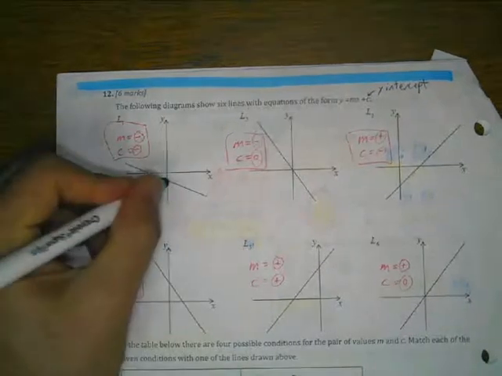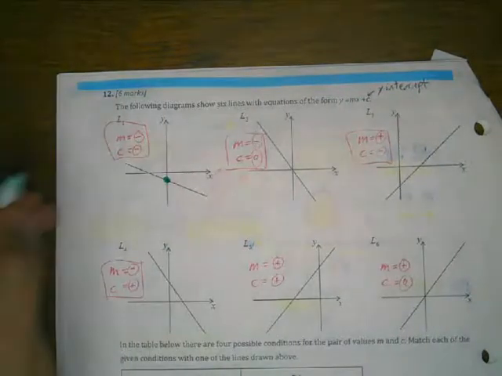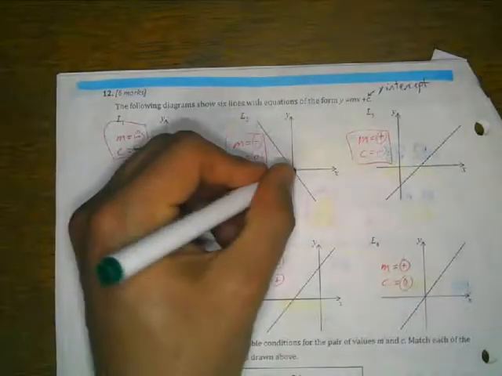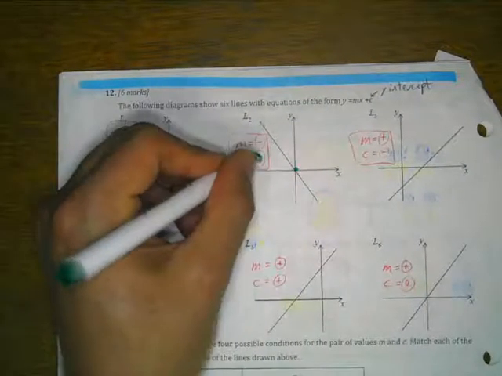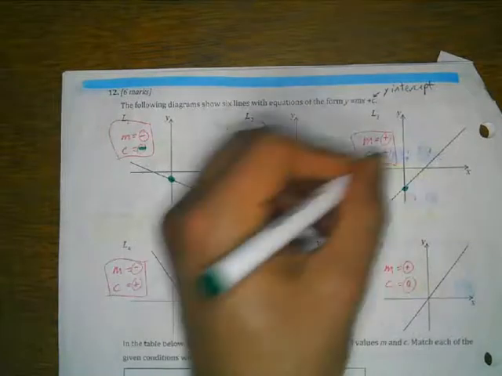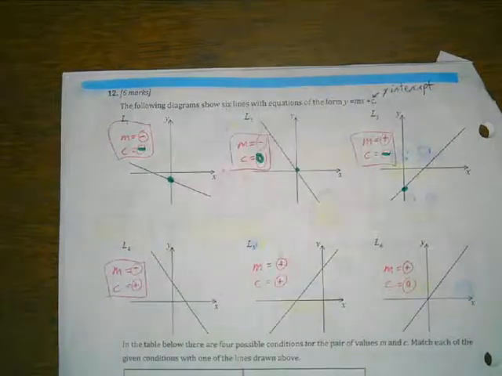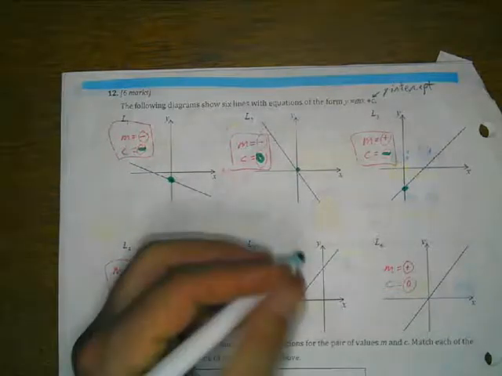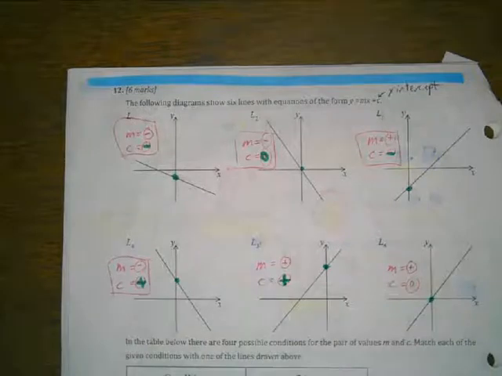This is below the x-axis, so that's going to be negative. This is at the x-axis, so that's 0. This is below the x-axis, the y-intercept is negative. Here it's above the x-axis, it's positive. Here it's above the x-axis, it's positive. Here it's right at the x-axis, it's 0.